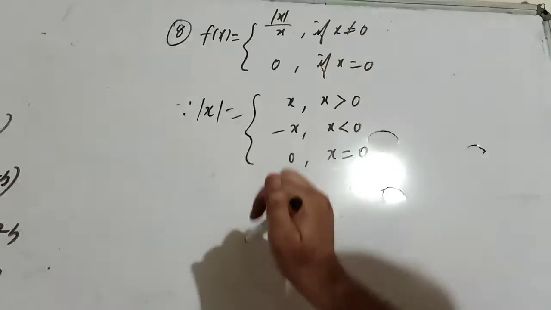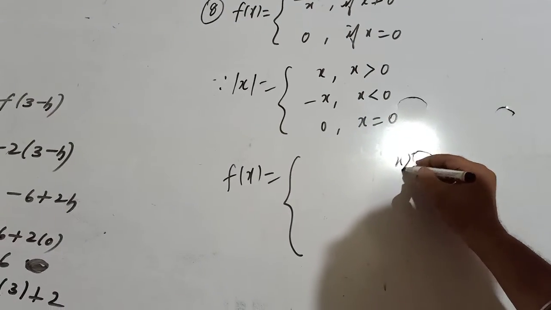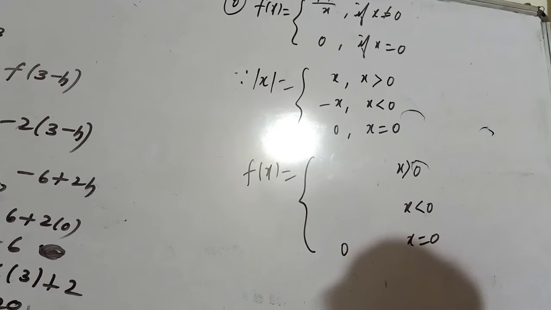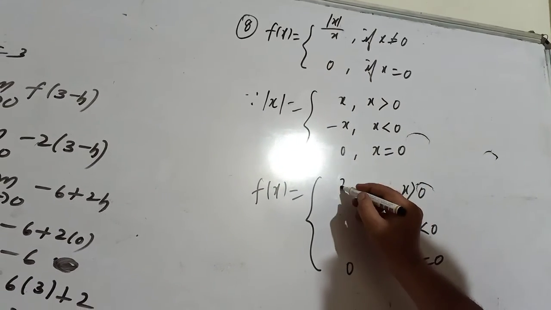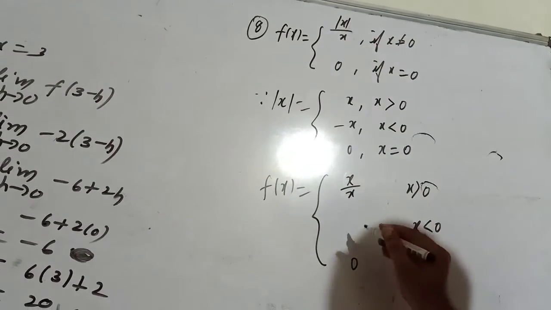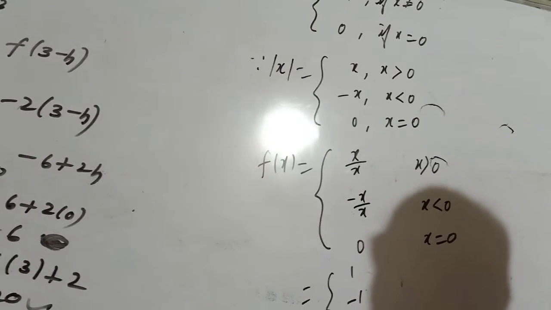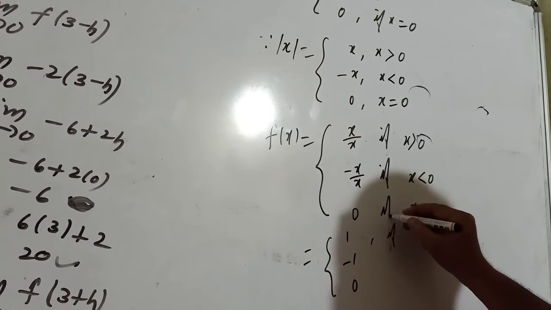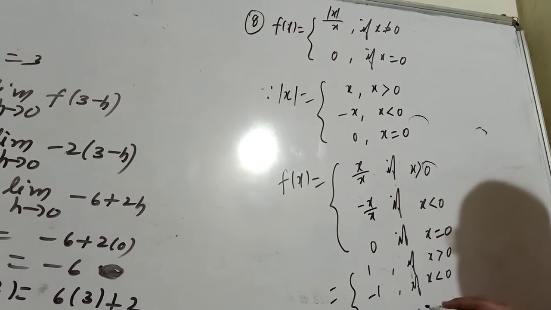At x equal to 0, 0 is already given. What I am doing is I am changing this not equal to into greater than 0, smaller than 0 and equal to 0. When x equal to 0 it is 0. But when x is greater than 0, mod x will be replaced by x, so x by x. And when x is less than 0, mod x will be replaced by minus x. So minus x by x. So we can write this as 1, minus 1, 0: 1 if x is greater than 0, minus 1 if x less than 0, 0 if x equal to 0.